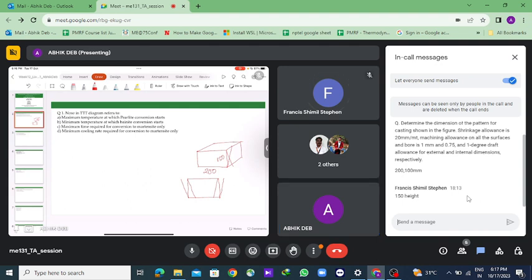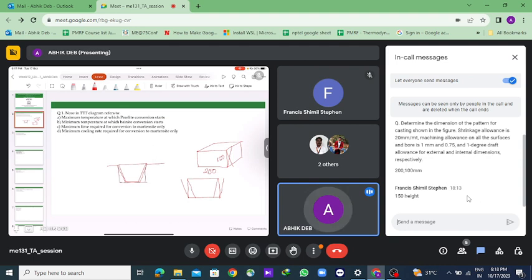Okay, so what I am saying is that you will provide the allowance, the draft allowance, on the pattern, such that depending on the draft allowance of the pattern, the casting cavity shape will be determined. So if you put the pattern this way, like this one, you are reducing the bottom dimension. Then the casting dimension will also reduce. The casting cavity will be of this shape, right? If we required a casting of this size, then the overall size of the casting is also reducing.